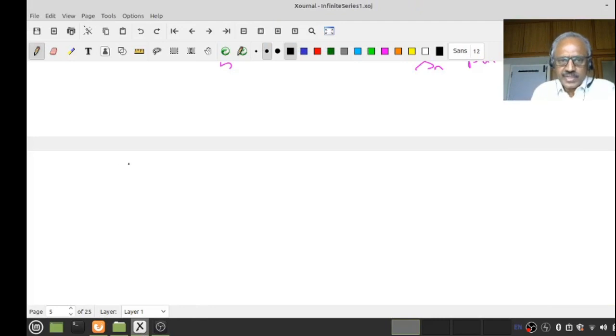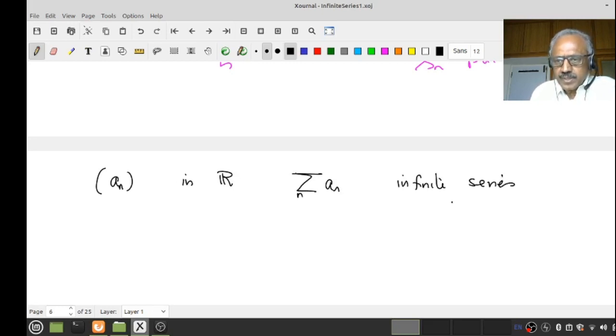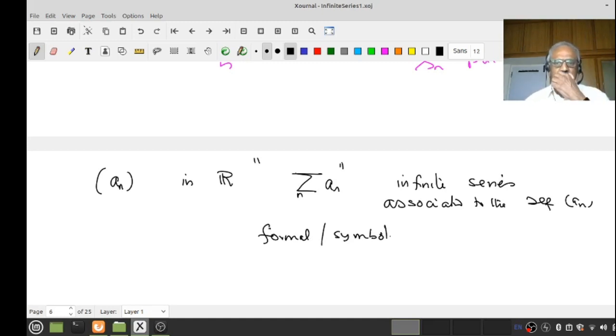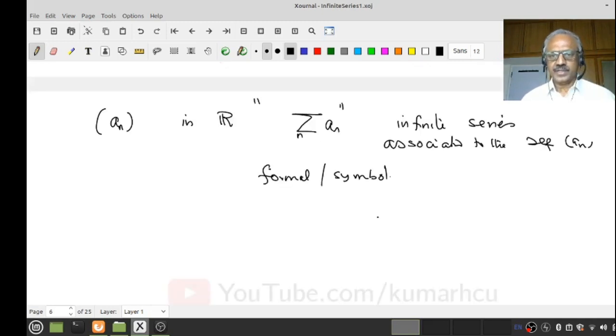So let us quickly recall. I am given a sequence a_n in R. Then this is a symbol, what I call the infinite series. I say this is the infinite series associated to the sequence a_n. This is just a formal symbol, very symbolic. We are going to attach a meaning to this.